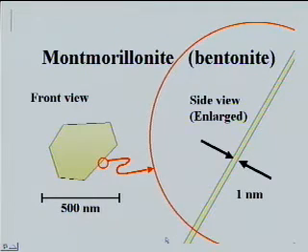This slide shows the bentonite structure. The bentonite structure is very different from the silica. You can see that the bentonite can be as thin as 1 nanometer, but the plate can be as wide as 500 nanometers.